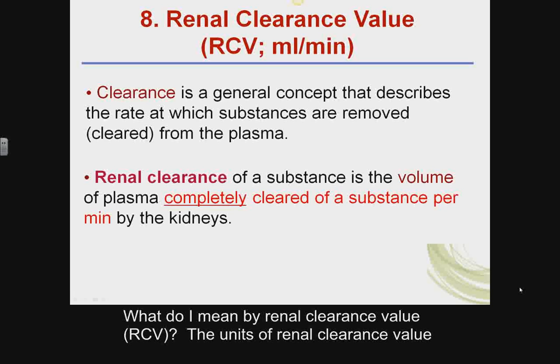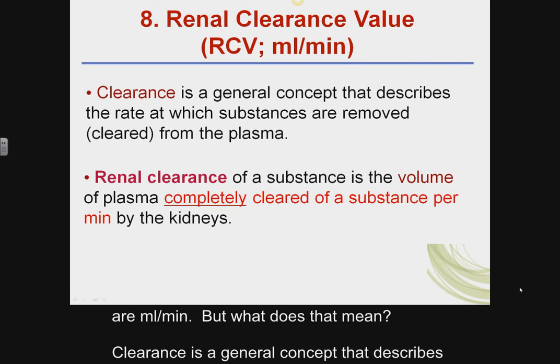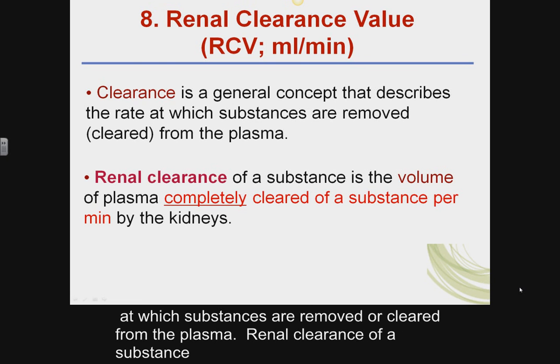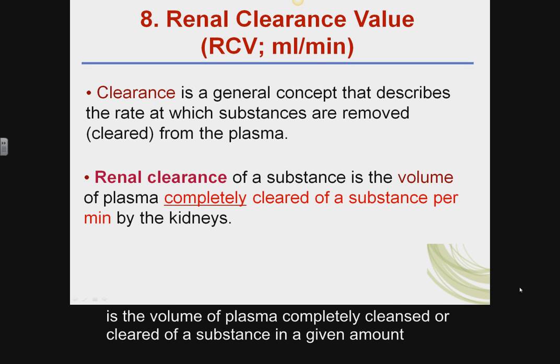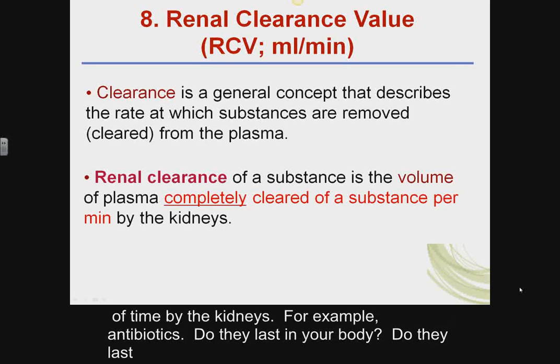What do I mean by renal clearance value, or RCV? The units of renal clearance values are milliliters per minute. But what does that mean? Clearance is a general concept that describes the rate at which substances are removed or cleared from the plasma. Renal clearance of a substance is the volume of plasma completely cleansed or cleared of a substance in a given amount of time by the kidneys.